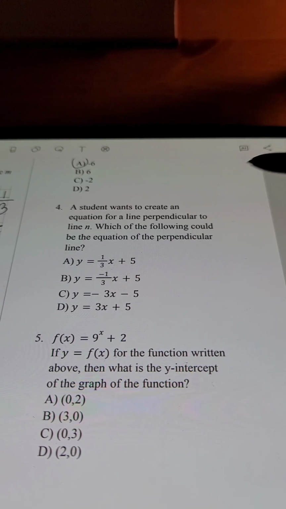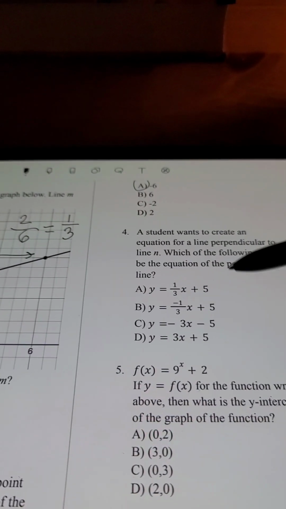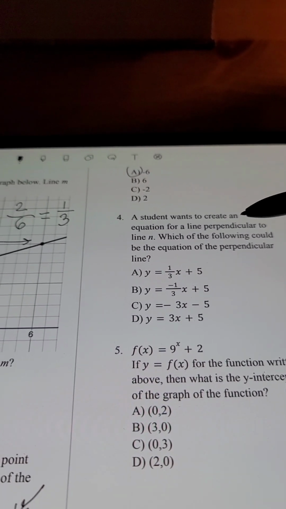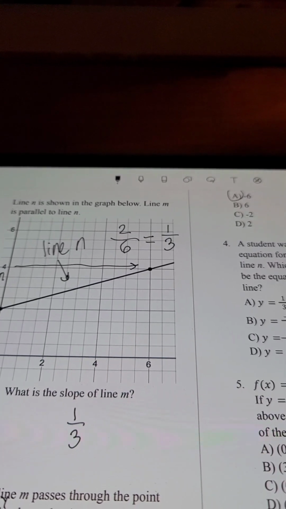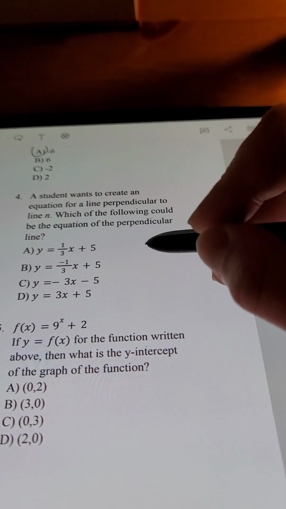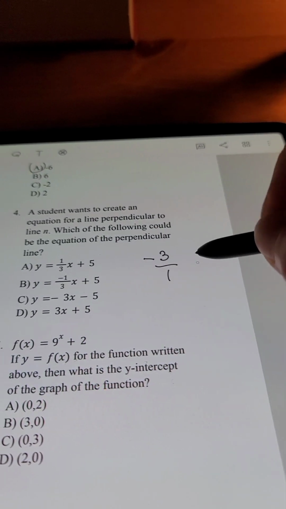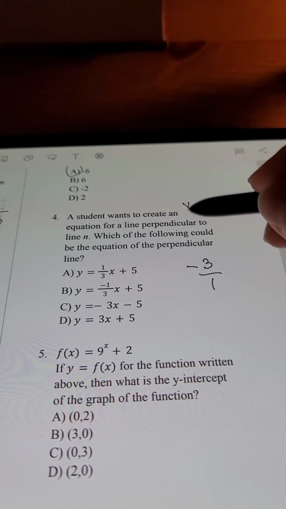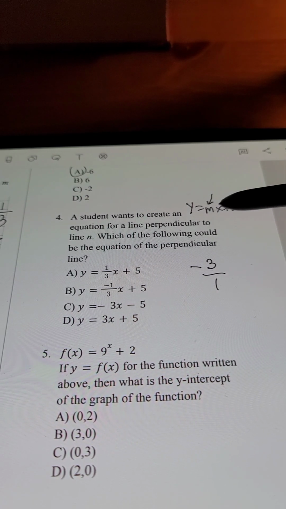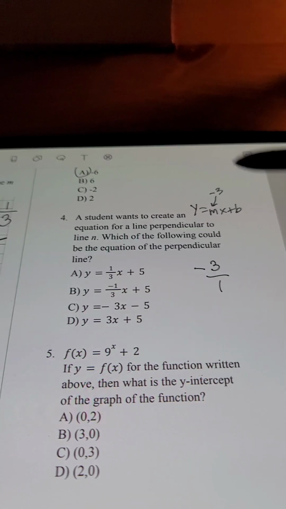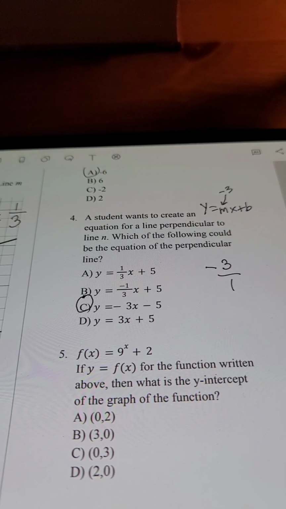We want an equation for a line that's perpendicular to line N. Perpendicular means that its slope has to be the negative reciprocal of line N's slope. Line N has a slope of 1/3, so the negative flipped version, or negative reciprocal, would be negative 3 over 1, which is just negative 3. If we're following the format y = mx + b, that means our slope, what's being multiplied by x, has to be negative 3. So which of these has that? Well, the only option would be C.